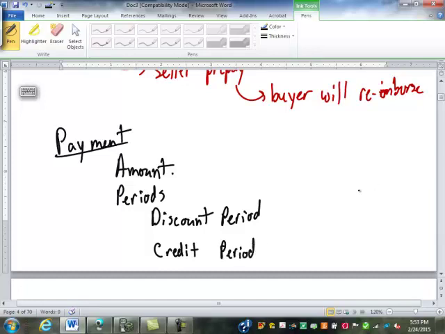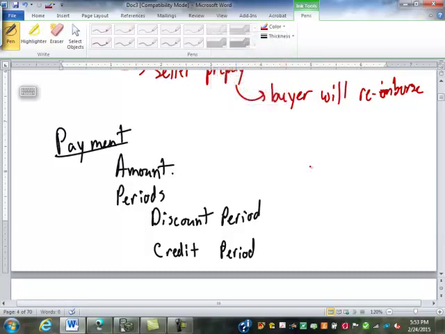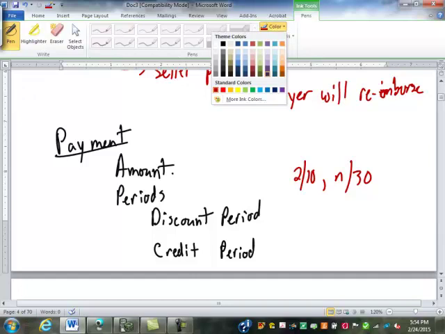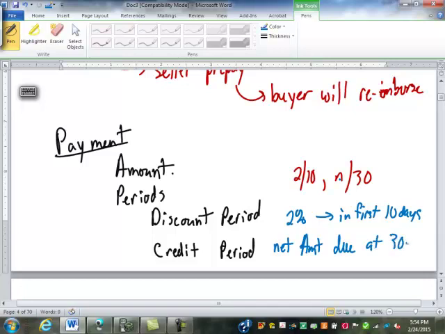At the end of the credit period, the invoice must be paid in full, or there's going to be interest charged to any balances. The notation that is used for this is often something like this. What this is saying would be read as 2/10 net 30. The slash would be read as net. And what that is saying is that there's a 2% discount if paid in the first 10 days. The net amount is due at 30 days.